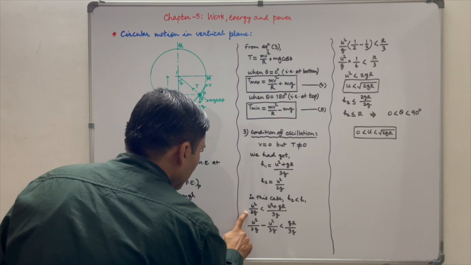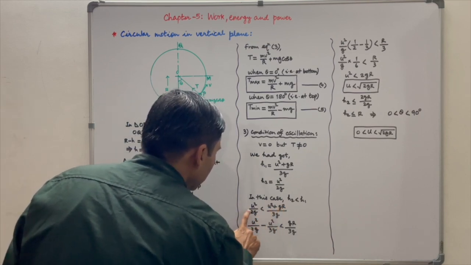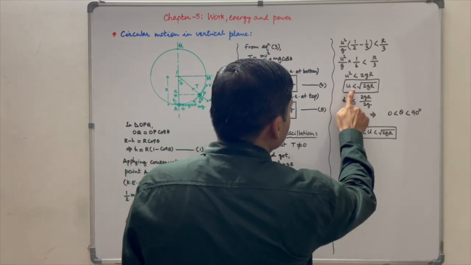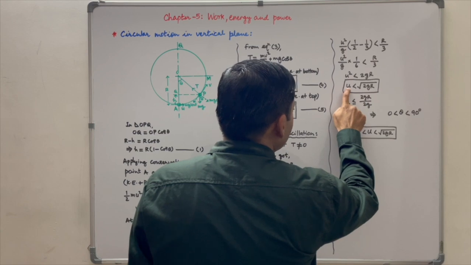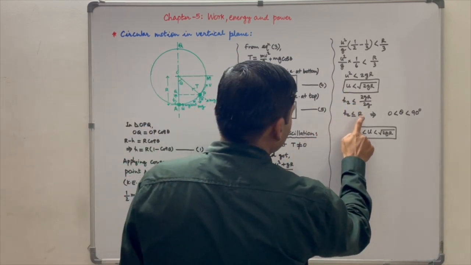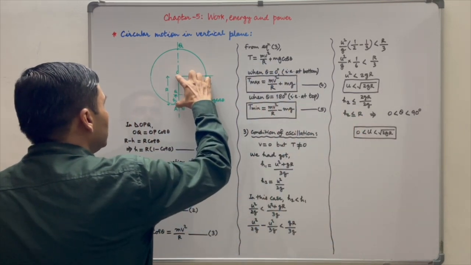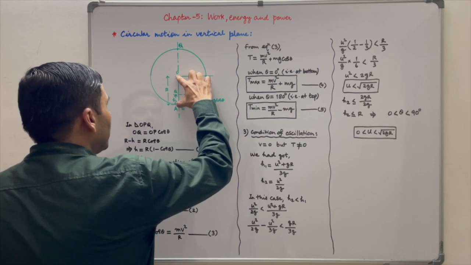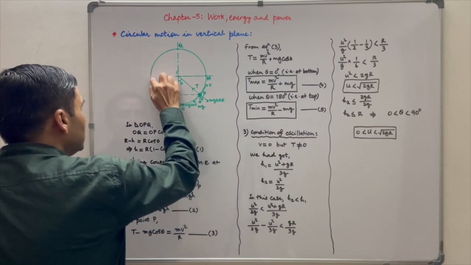So u square upon 2g is less than u square plus gr upon 3g. This gives u is less than under root 2gr. If we put u less than under root 2gr here, we get h2 is less than or equal to r. That means height is less than or equal to the radius of the circular path. So the particle will oscillate somewhere in this zone.